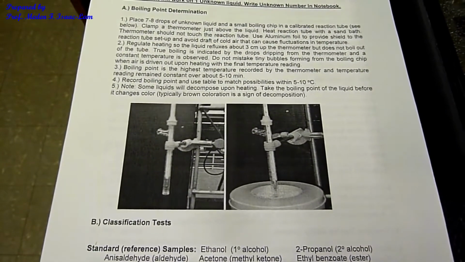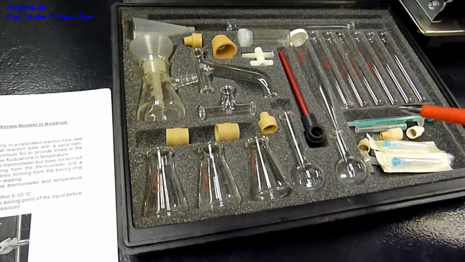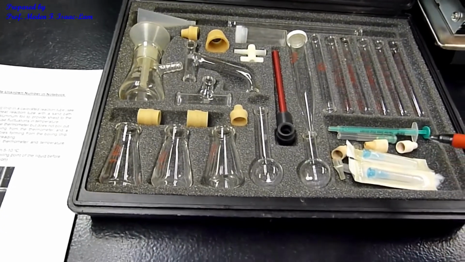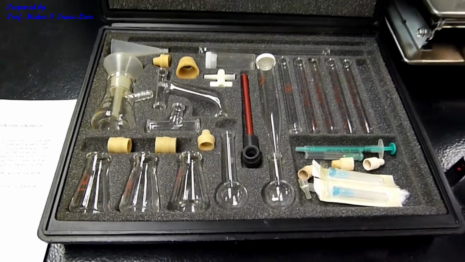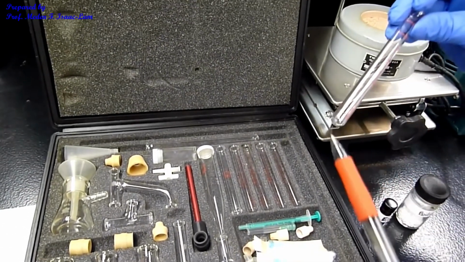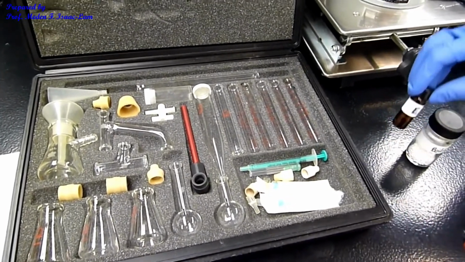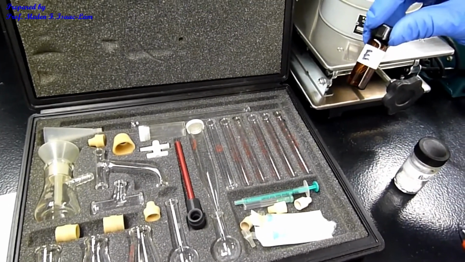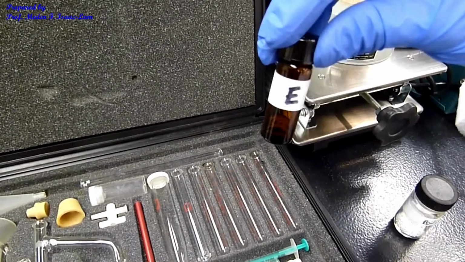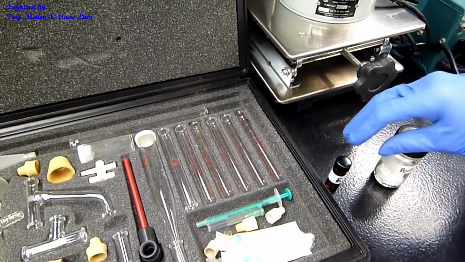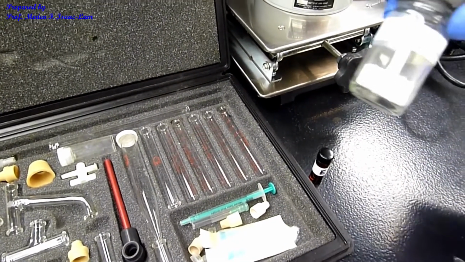I'm going to use the reaction tube in the micro kit. Each student will have a kit, and I will be using one of these reaction tubes. It's calibrated and has a label. And then I'm going to put in the liquid, which is labeled as unknown E. So this is the liquid unknown E, to demonstrate the boiling point determination. And I'm going to add 1 boiling chip.